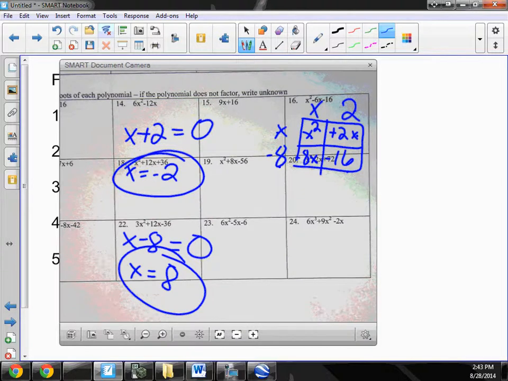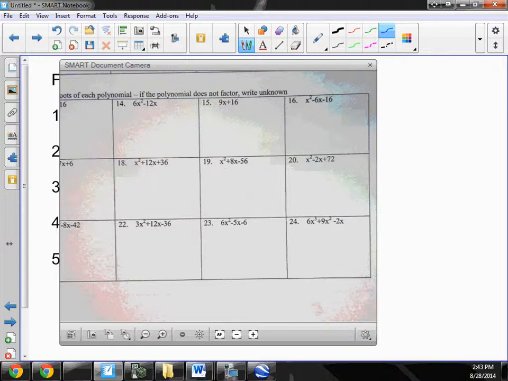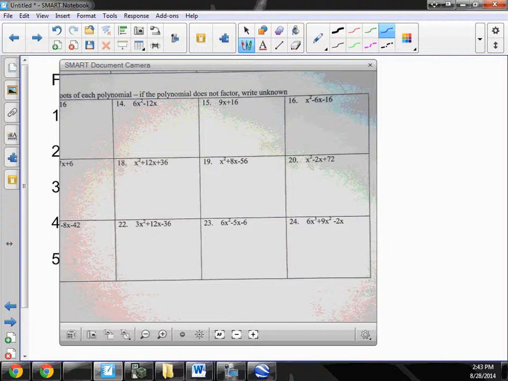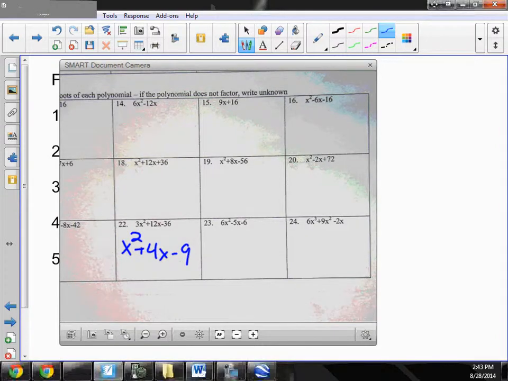Okay, let's look at 22. What should we do with 22? I can divide by 3. Do I need that 3 later? No, because I'm looking for the roots. If I was finding the factors, then the 3 would have to stay. So I just go ahead, divide everything by 3, x squared plus 4x minus 9, and then you could solve it. Let's do number 23 together.